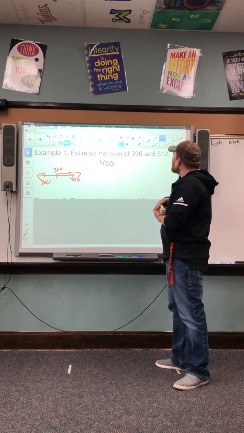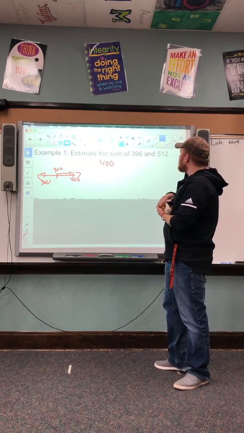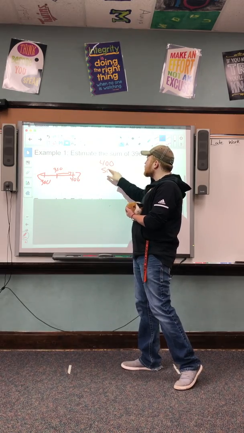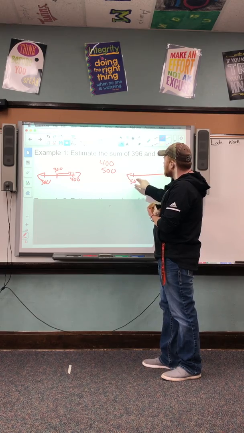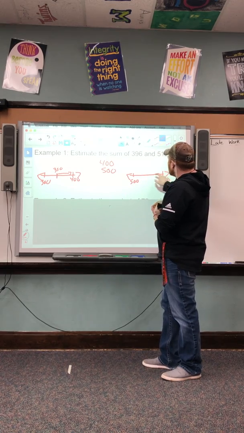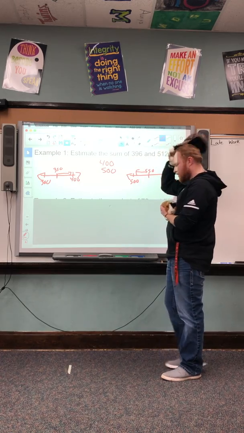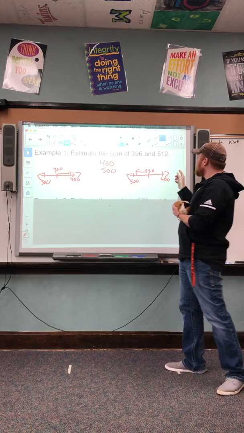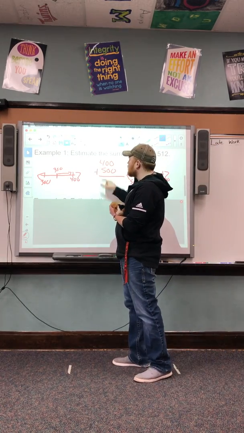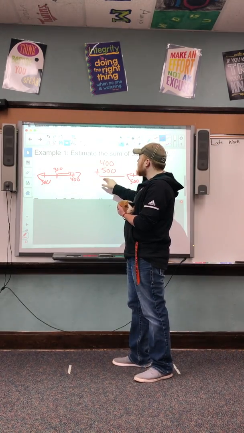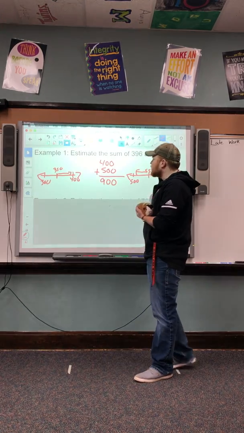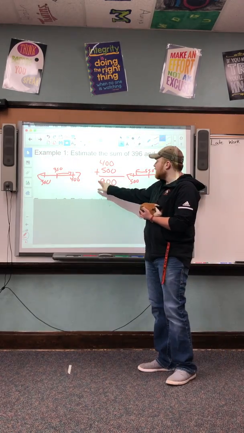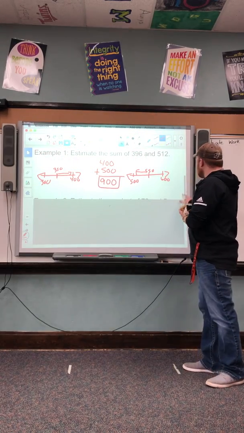Then 512, we would round down to 500, because once again, 512 falls in between 500 and 600. In the middle is 550, and since 512 is smaller than 550, we round down. Then we're adding, because we're finding the sum. 400 plus 500 is 900. Cover up the zeros, you get 9, bring down the zeros. Our answer is 900.